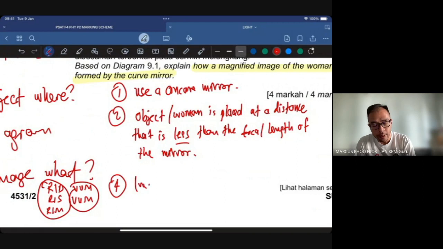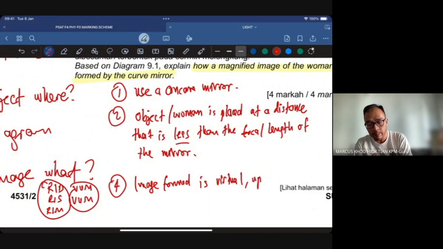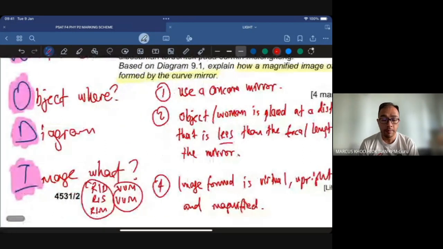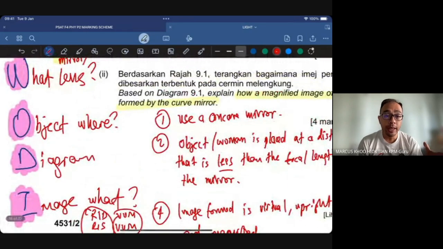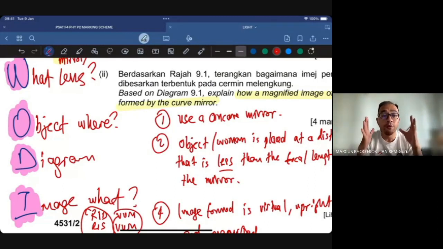The image formed is, and since you remember VUM already, write all 3. Don't write just one: virtual, upright, and magnified. Hopefully using this method will help you focus your explanation. Think about the 4 points. What is the mirror using? Where do you put the object? Third one is draw the diagram, and the fourth one is tell me the characteristics of the image.